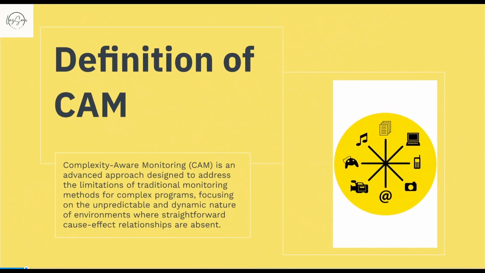Definition of CAM. Complexity-aware monitoring is an advanced approach designed to address the limitations of traditional monitoring methods for complex programs, focusing on the unpredictable and dynamic nature of environments where straightforward cause-effect relationships are absent.